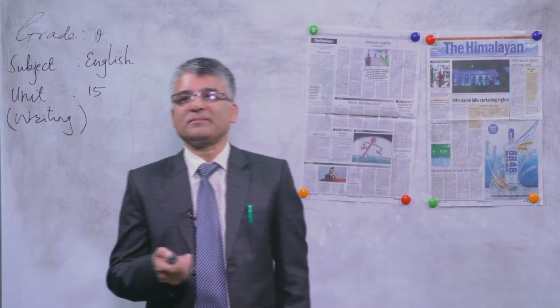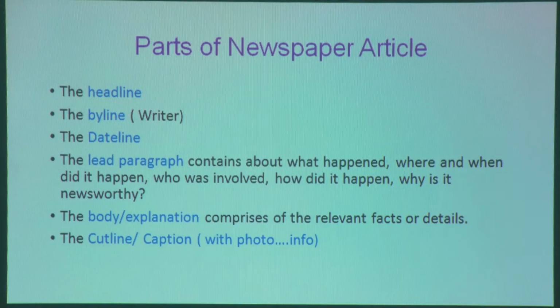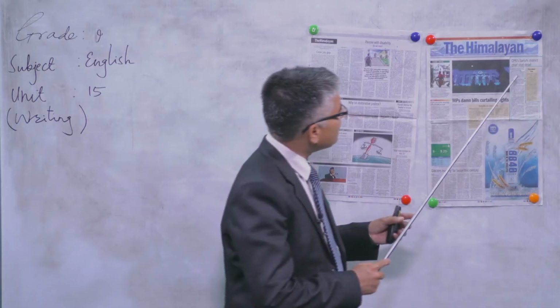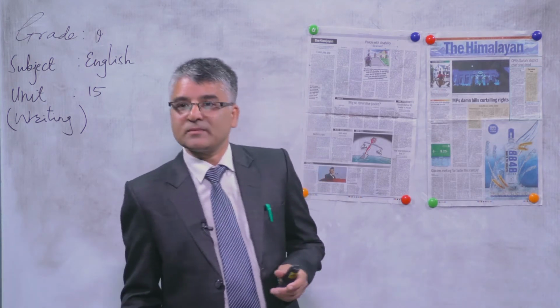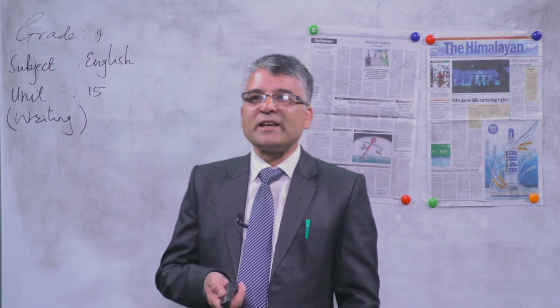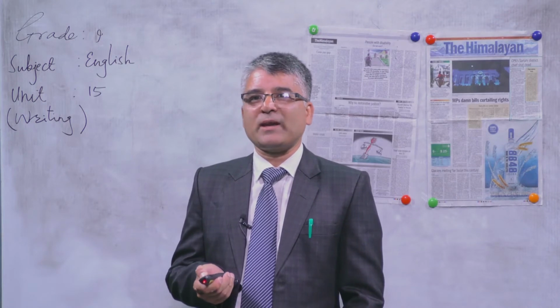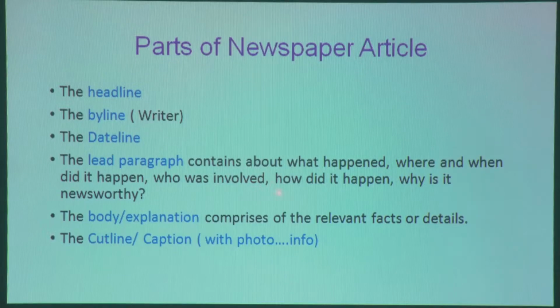So let me highlight again: the headline is the major line, the major topic of the newspaper article. And in the byline, the writer's or reporter's name could be here, and the date and address could be indicated by the deadline. So the major content starts from this part, which is named the lead line. It contains what happened, where and when it happened, who was involved, how it happened, and why it is newsworthy or necessary.